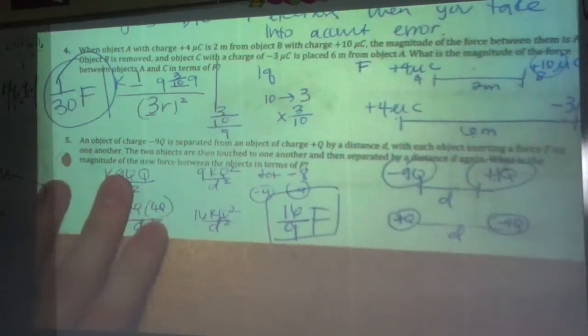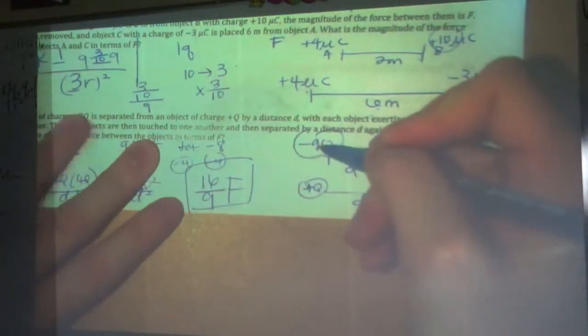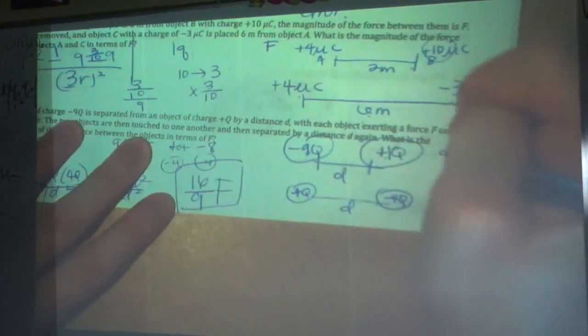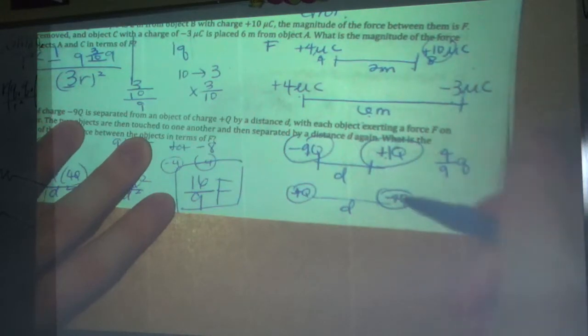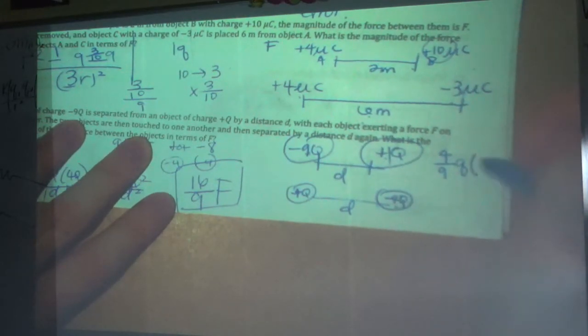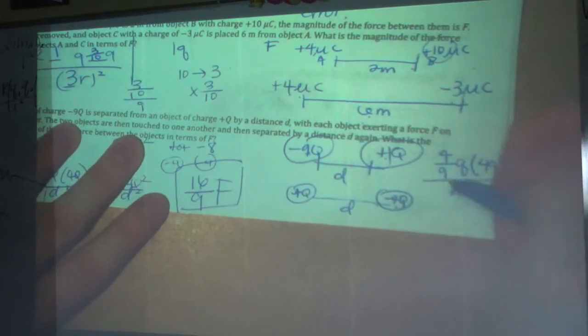That's one way to do it, or you could do it very similar to what we did up here. Okay, I had 9, but now I have 4, so that's 4/9 the charge. I had 1, but now I have 4, so that's 4 times the charge. Nothing happened to d, so that's just like 1d squared. 4 times 4 over 9, well, that gives me 16 over 9 the old force as well. Either way works.